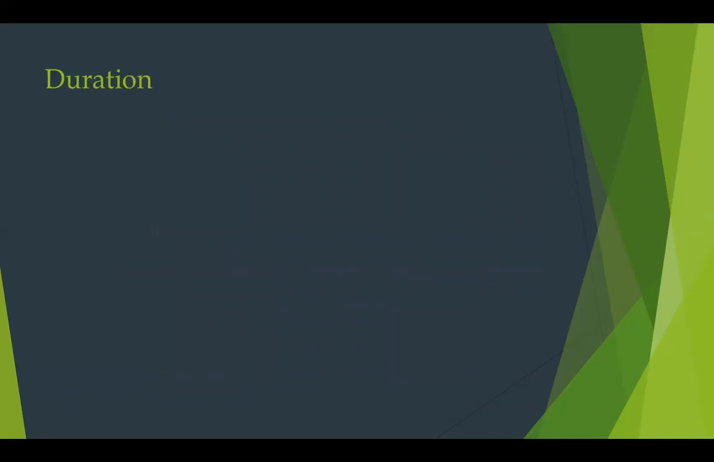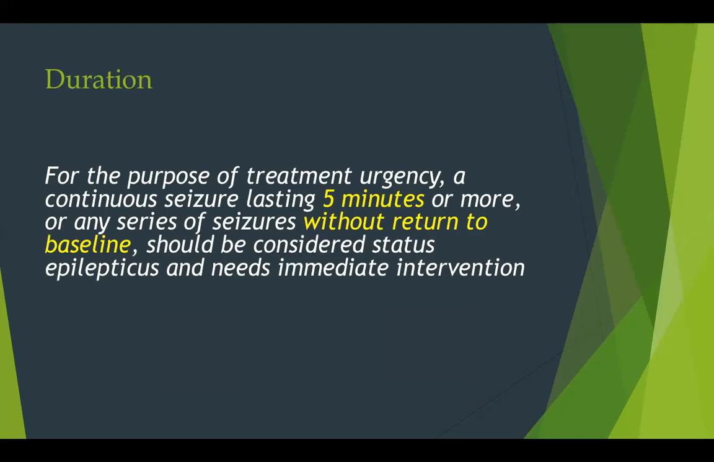In terms of duration, pretty much everybody agrees that the most recent definition of status epilepticus is any continuous convulsive seizure that lasts at least 5 minutes, or any series of smaller seizures without return to baseline in between. These are considered status epilepticus, and this was defined mostly from the standpoint of needing immediate intervention.